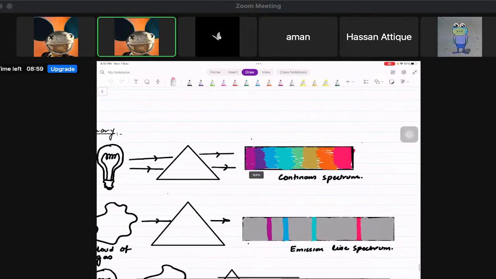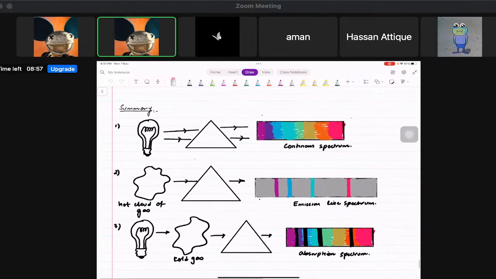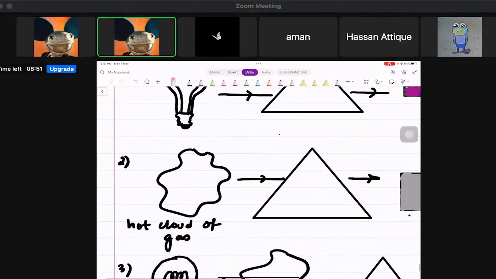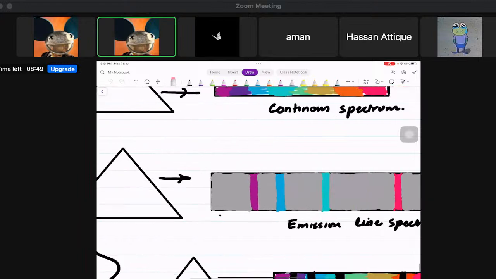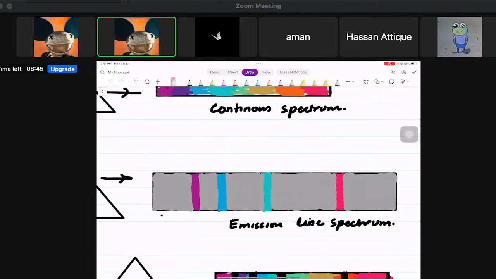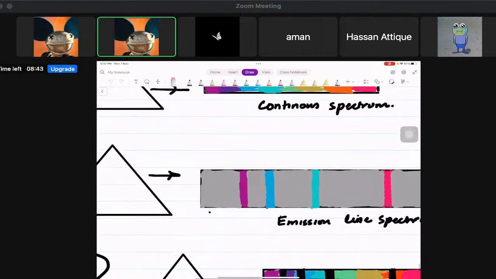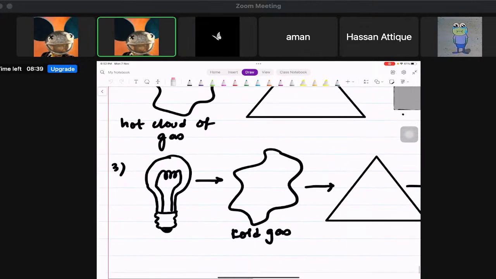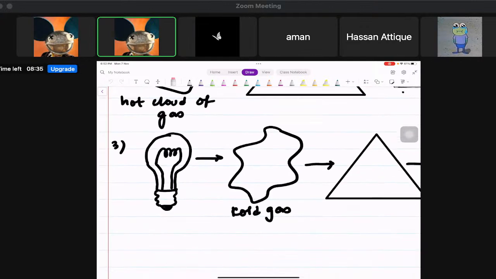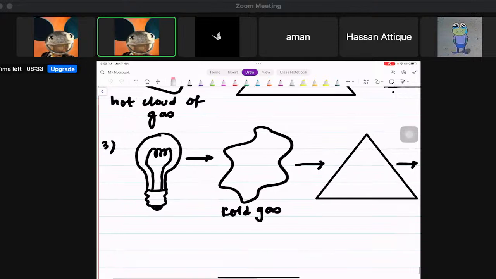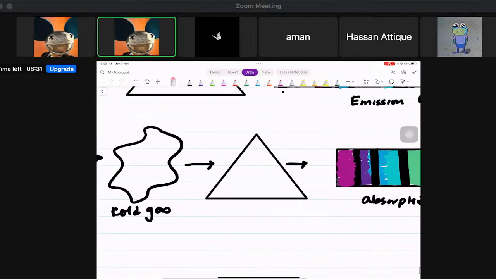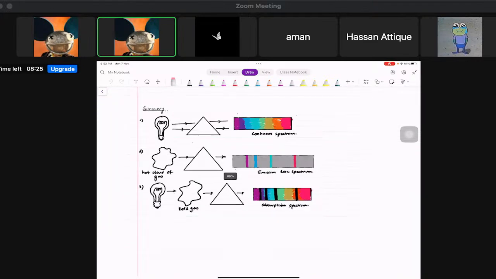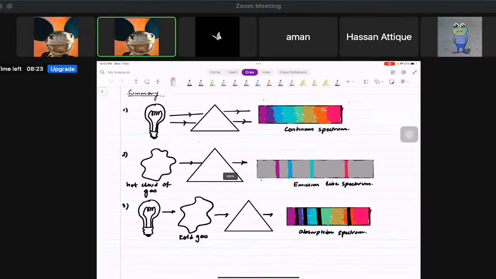Now if you heat a gas and let it, when the electrons de-excite, they're going to only show those photons which are released by them according to their quantum gaps. And then if you pass photons through a cold gas, it is going to take the corresponding photons, absorb them, and only let the other ones go. So you will have an absorption spectrum where black lines will appear, right? So this is the crux of all this. Is it clear? Any questions?